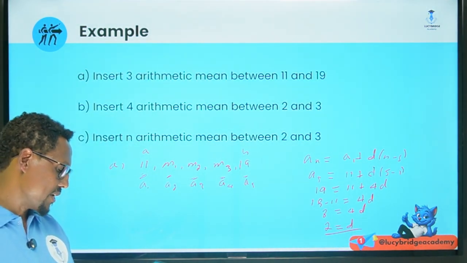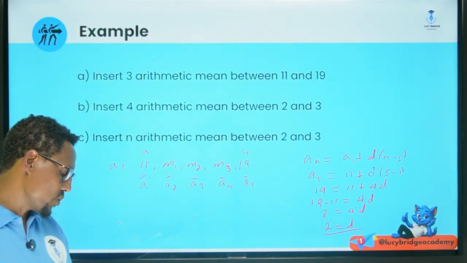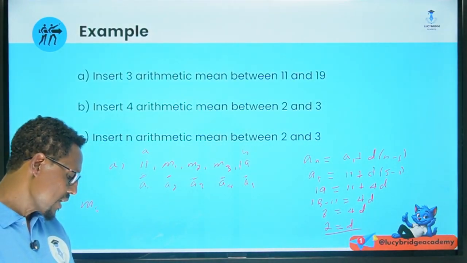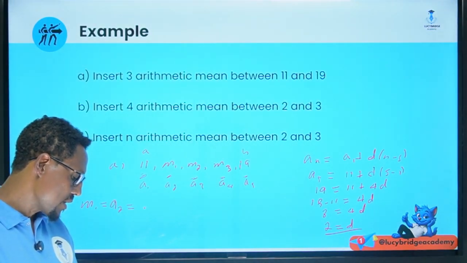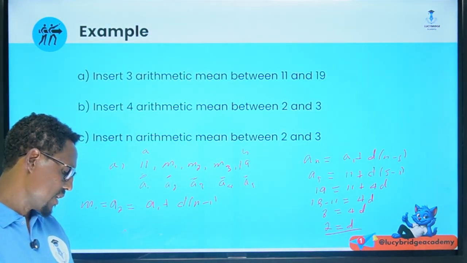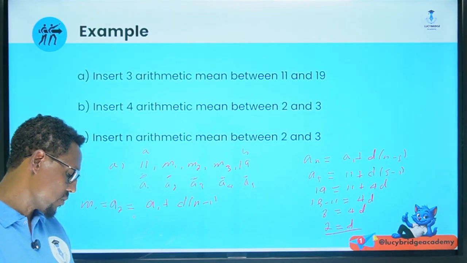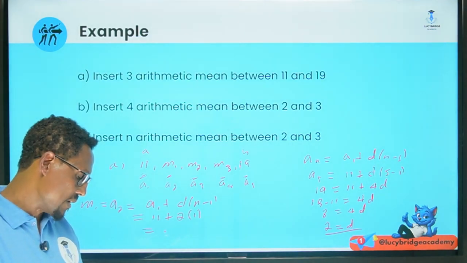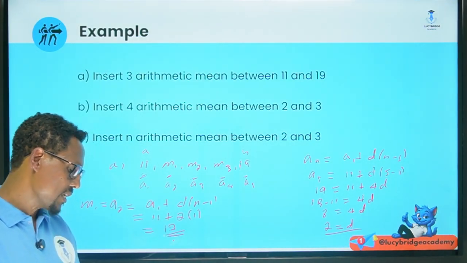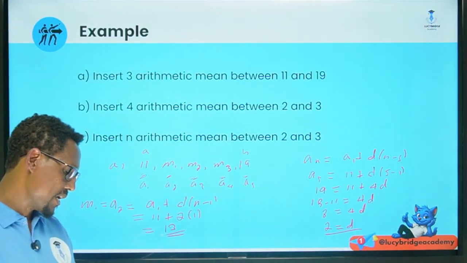Now we can find the terms. The first term is 11. We can find M1, which is A2. M1 means A2, which is equal to A1 plus D times N minus 1. A1 is 11, D is 2, N is 2, so 2 minus 1 is 1, 2 times 1 is 2, and 2 plus 11 is 13. So 13 is M1.